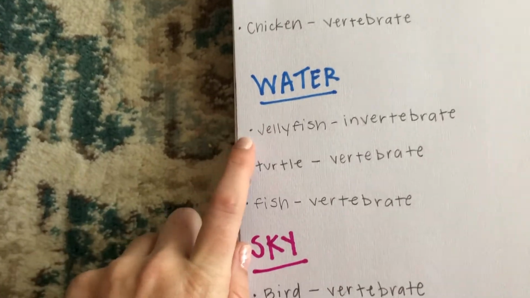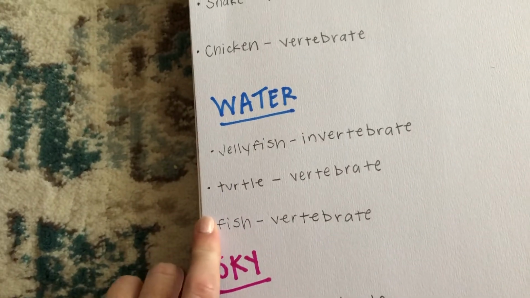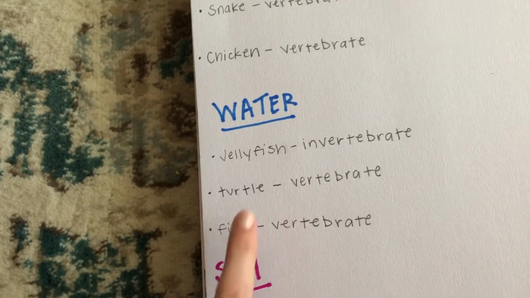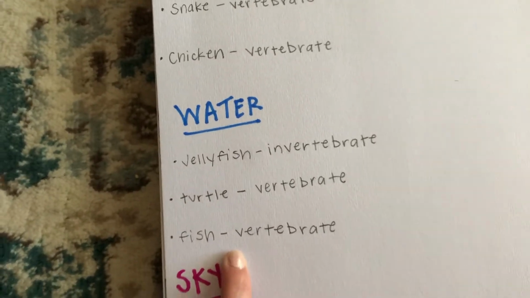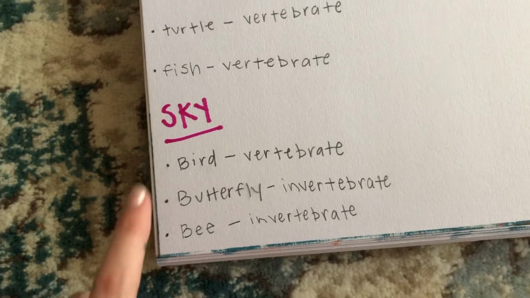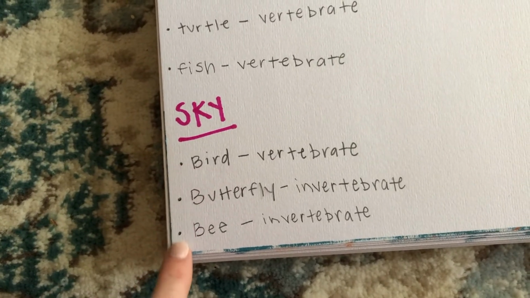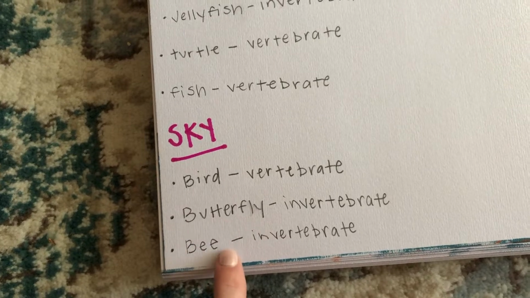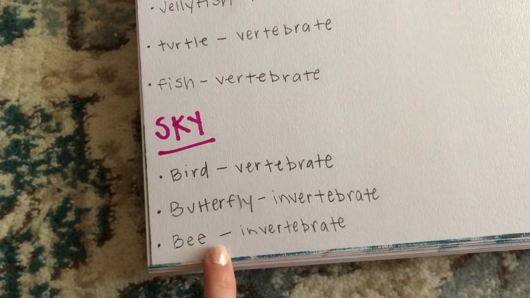Then water, jellyfish, turtle, and fish. The jellyfish is an invertebrate, and the turtle and the fish are both vertebrates. Now for the sky, I did bird, butterfly, and bee. The bird is a vertebrate, and the butterfly and bee are invertebrates.